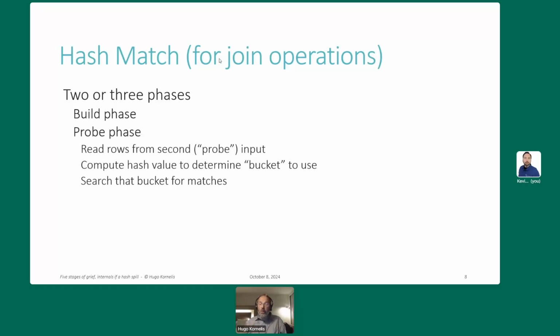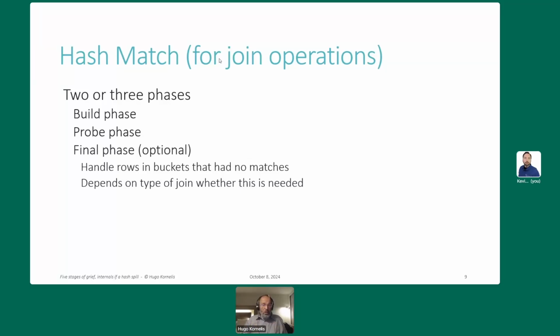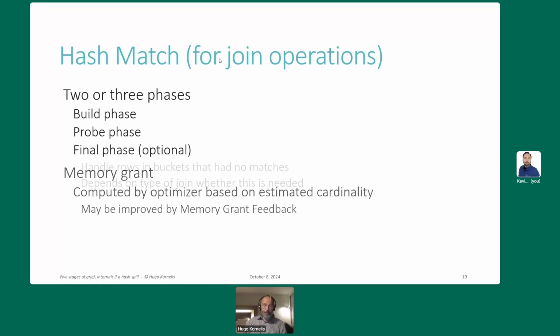Then the second phase is the probe phase. This is the phase where the second input is read, the probe input, and for every row from that probe input, the appropriate hash bucket is searched to find matches and return matches depending on the join type that is requested. And then again, depending on join type, for an inner join it is not needed, for instance, but for a left outer join, this final phase is needed. We do a final phase to go through the data in the hash table to see if there are still any rows left that have no matches and whether we need to do something with them. So that is a hash match in a very quick bird's eye overview.